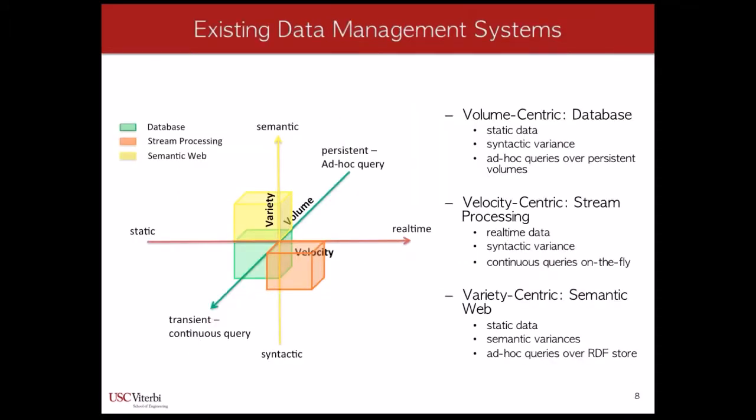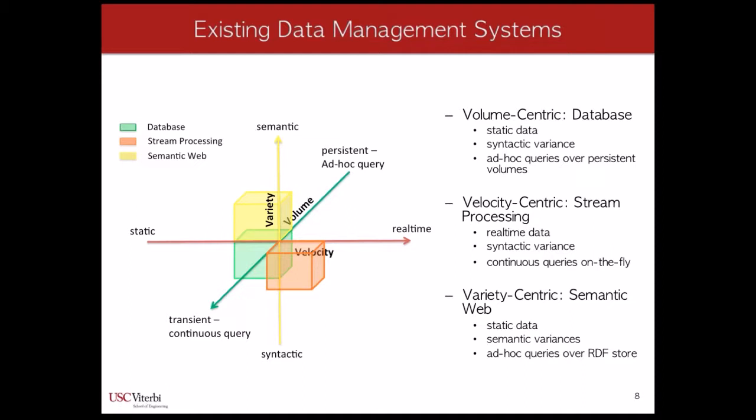Let's review where the existing data management systems fall in these three-way dimensions. Obviously, the database is more volume-centric, right? It basically processes static data with synthetic variance and performs ad hoc queries over the persistent volumes. And stream processing is more velocity-centric.